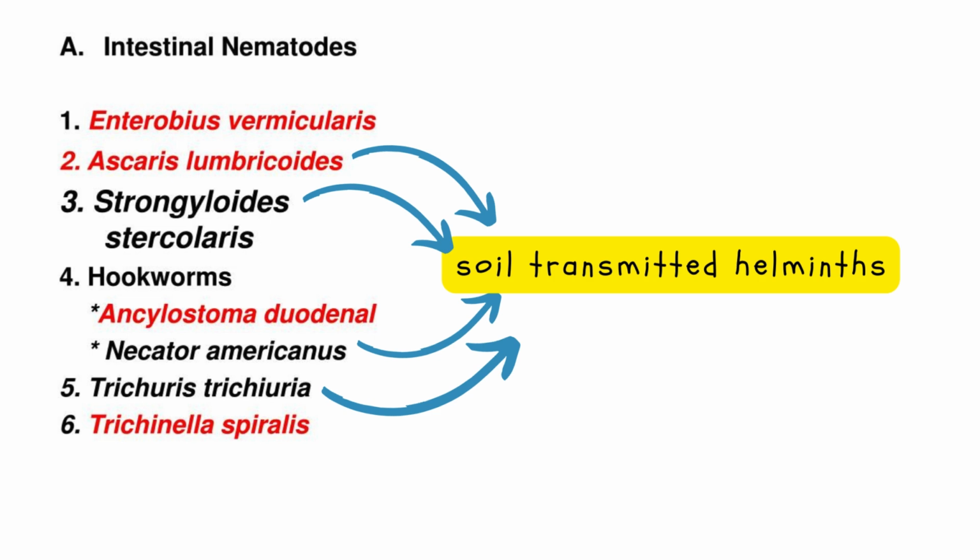Intestinal nematodes are Enterobius vermicularis, Ascaris lumbricoides, Strongyloides stercoralis, hookworms like Ancylostoma duodenale, Necator americanus, and Trichuris trichiura and Trichinella spiralis. Some of these are transmitted via soil, so they are called soil transmitted helminths. Mainly Ascaris lumbricoides, Strongyloides stercoralis, hookworms like Ancylostoma duodenale, Necator americanus, and Trichuris trichiura are soil transmitted helminths.